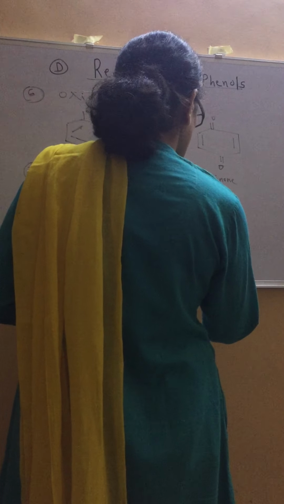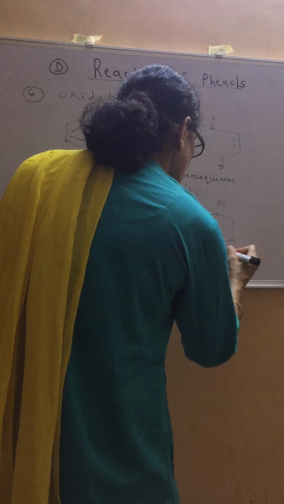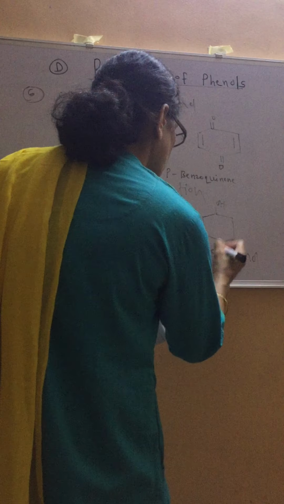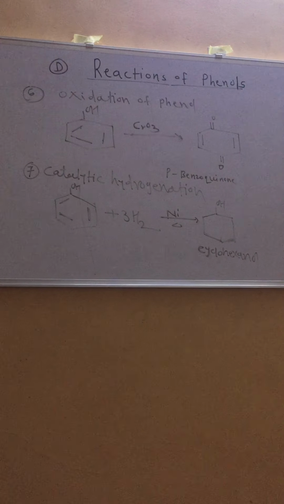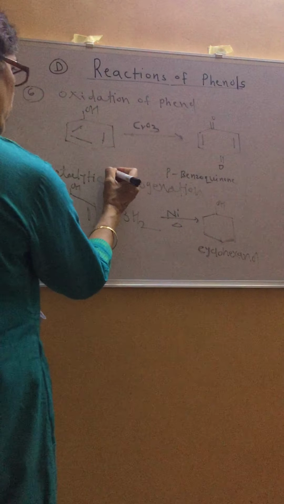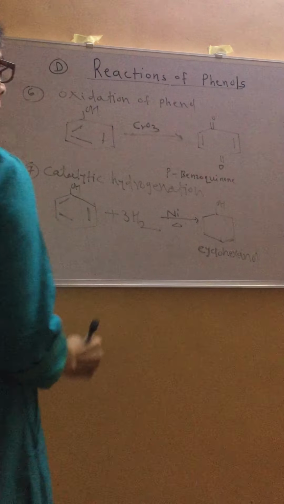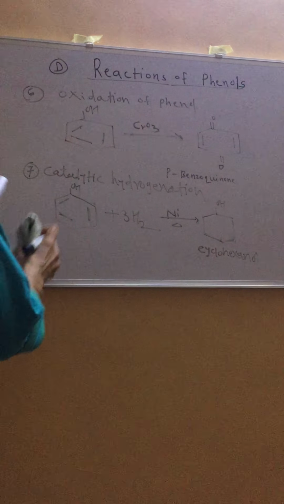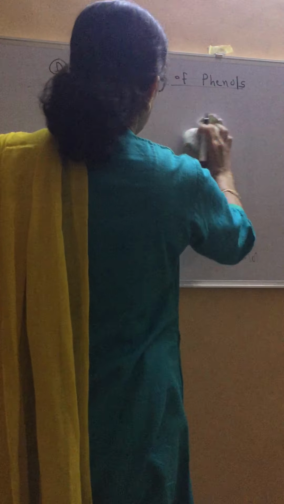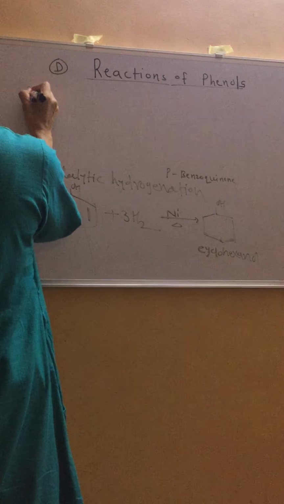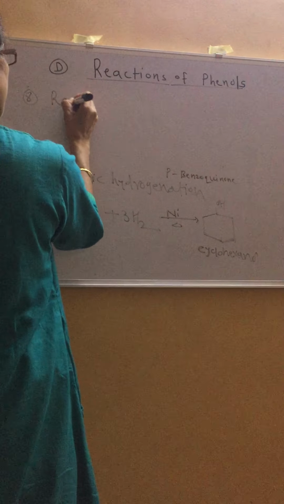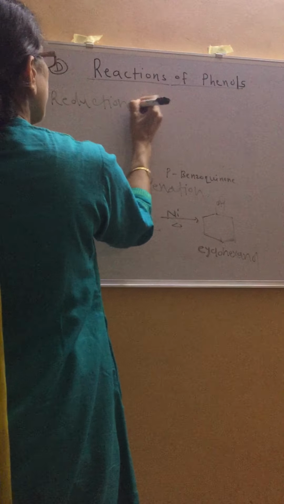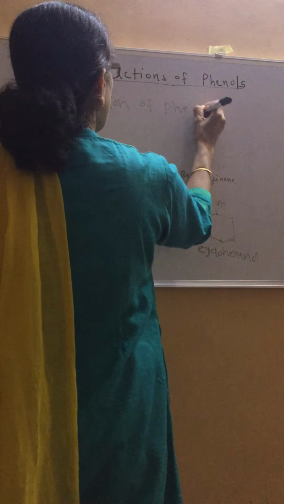What is the name? It is saturated compound, cyclohexanol. That is catalytic hydrogenation. And now we will go to the last reaction, that is reduction of phenol. Oxidation we have seen, now we will see reduction of phenol.